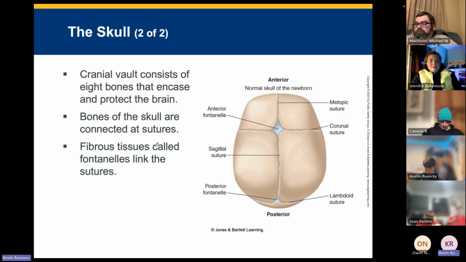So let's go over a couple things here. We have the coronal suture, kind of like the coronal plane that we talked about in the last class. Then we have the metopic suture here. We have the sagittal suture, like the sagittal plane we talked about before. We have the coronal suture that goes straight across. We have the lambdoid suture, which is out back. And then we have the anterior and posterior fontanelle.